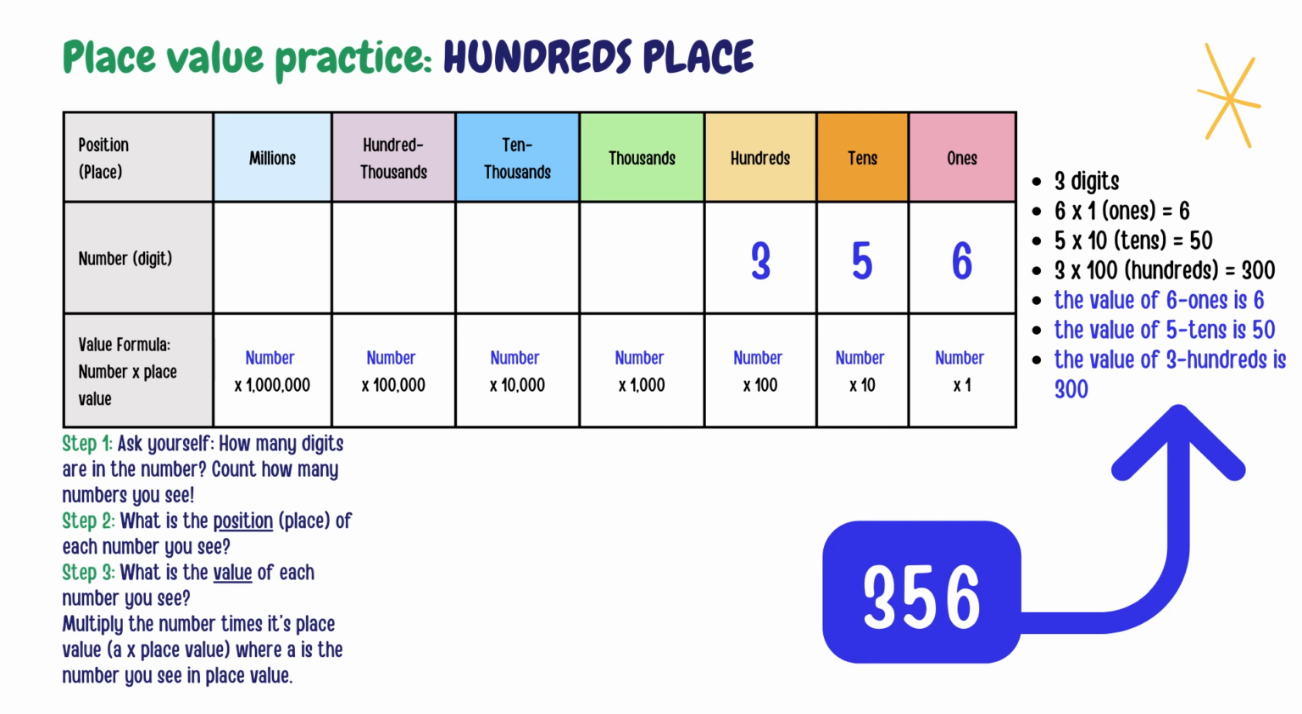Going into the hundreds place, we have the number 356. Asking ourselves step by step, Step 1, how many digits are in the number? We have 3 digits, the numbers 3, 5, and 6. Step 2, what is the position or place of each number? We have 6 in the ones place, so we have 6 ones. We have 5 in the tens place, we have 5 tens. We have 3 in the hundreds place, so that means we have 3 hundreds. The value of 6 ones is 6, the value of 5 tens is 50, and the value of 3 hundreds is 300.